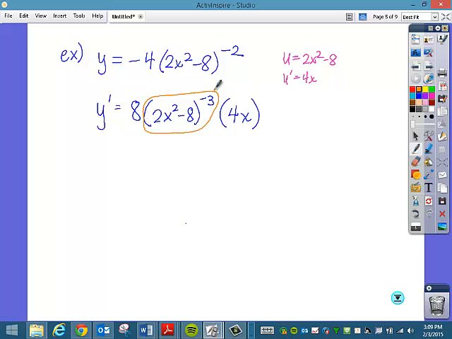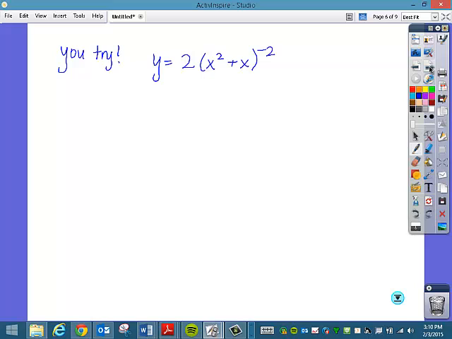So we need to send all of this to the denominator in order to get rid of that negative exponent. So my 8 and my 4x are going to stay in my numerator, so I'm going to have 32x in the numerator over 2x squared minus 8 to the third power in my denominator. Pause your video, copy this down, try this one on your own.